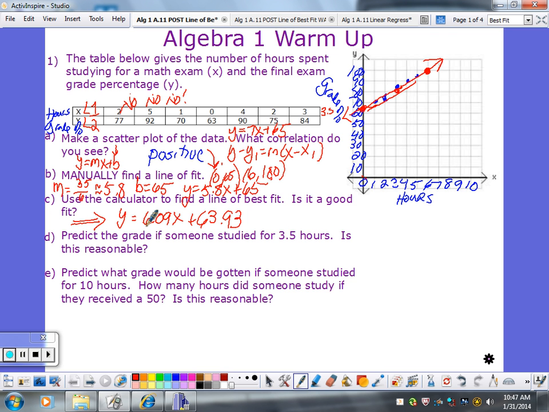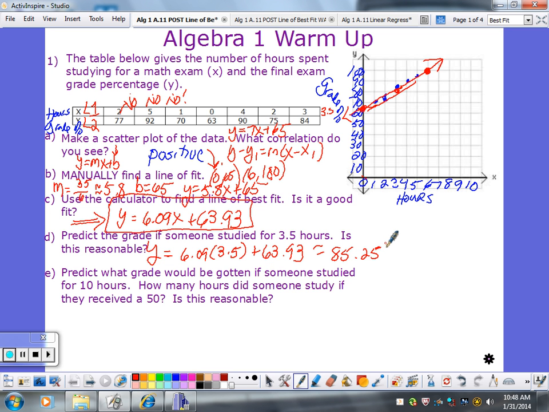So I have an equation here. If I know X, how do I find Y? Plug in X. So Liam, what's this going to look like? Y equals 6.09 times 3.5 plus 63.9. Okay. So go ahead, type it in. Somebody type that in for me. What is it? Type it in, what do you get? I got 85.25. Now, how should I round this?